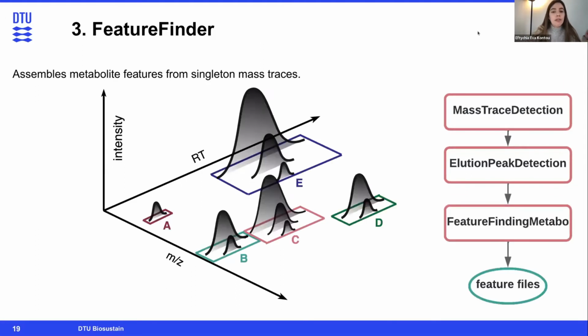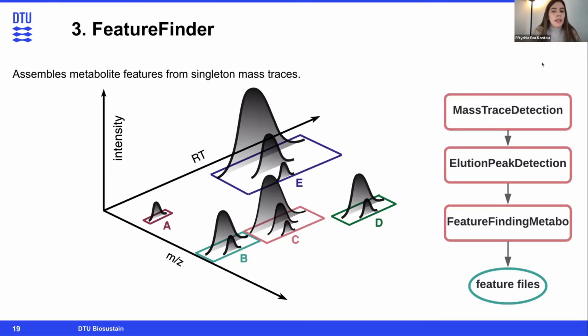And then finally, for feature detection, we have Feature Finder. It's an algorithm that assembles metabolite features from singleton mass traces. And what does that mean? Every monoisotopic trace is accompanied by satellite isotopic peaks, carbon-13, etc. So that again makes the analysis a little bit more difficult. This algorithm fulfills one more reduction step, and it assembles compatible mass traces into metabolite features, so isotopes that belong to the same metabolite. And then finally, you have your feature files.